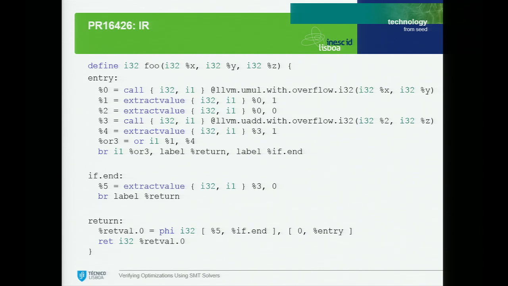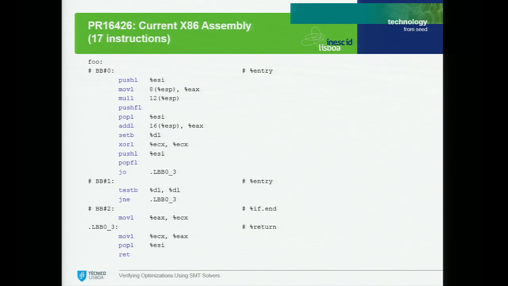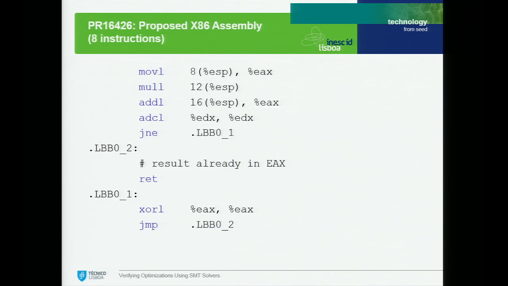These built-ins return two values. One is the result of the operation, and the second value is a Boolean indicating whether the operation overflowed or not. And LLVM was compiling these to this bunch of garbage, which does push flags, pop flags, and you have there move EAX, ECX, move ECX back to EAX. So this is completely insane. 17 instructions. And then I said, well, maybe we can compile to just 8 instructions.